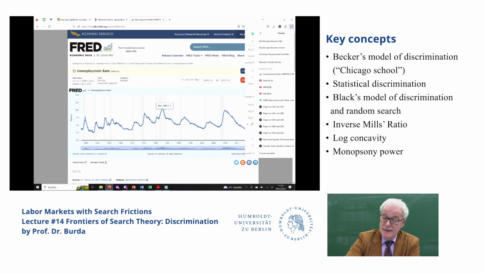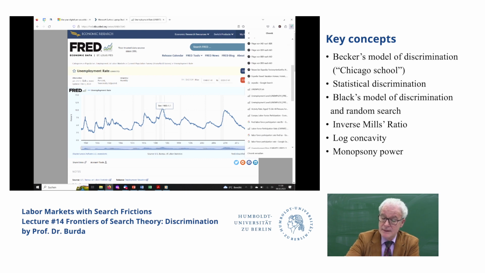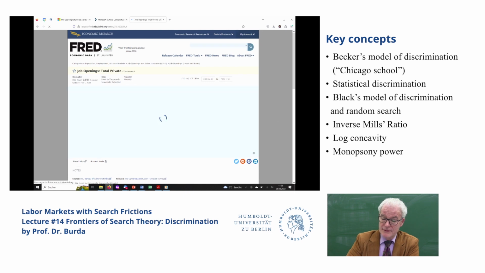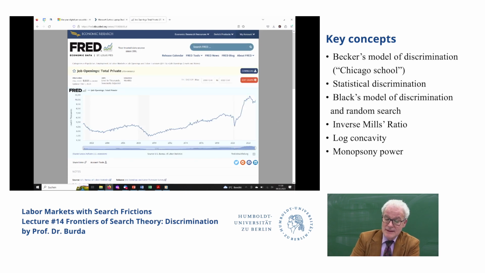So let's look at JOLTS, job openings, total private. This is to give you an idea that even in the United States there's a very strong secular trend in job posting. This is V, total V.